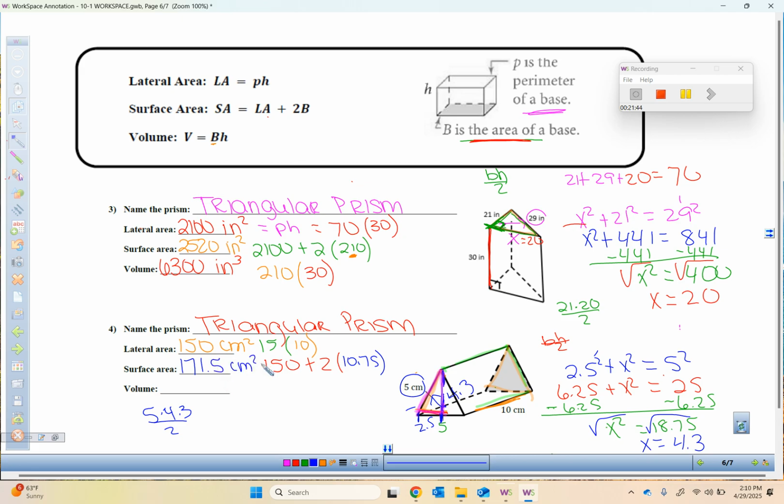centimeters squared. Okay, and now my volume is my big B. Guess what, guys? We just found it. This is my big B right here. 10.75 times my height. What is my height on this sucker? 10. So all we need to do is move the decimal. Yep, centimeters cubed. Very good. Good job, guys. Okay, moving on to the last one.